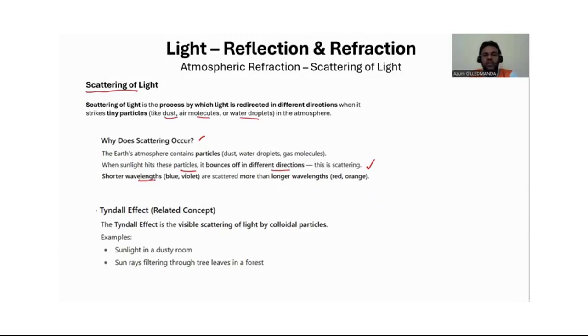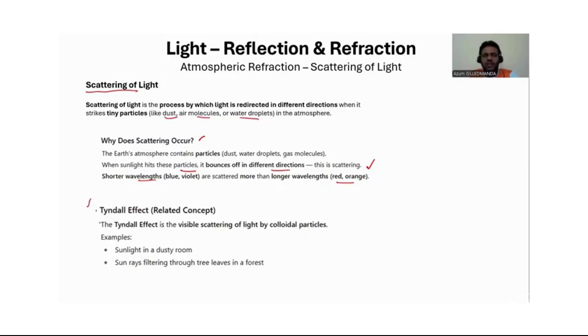The shorter wavelengths, like VIBGYOR, the violet through blue colors, have shorter wavelength, so they scatter more. Similarly, red and orange, which have higher wavelength, scatter less because they travel fast. So what effect of this scattering of light can we see in our day-to-day life?